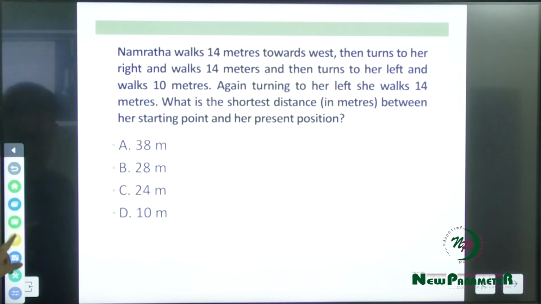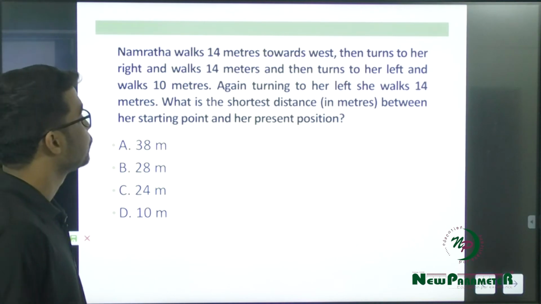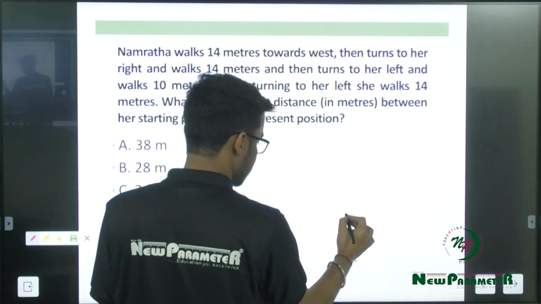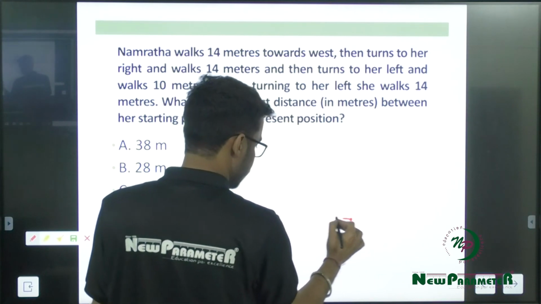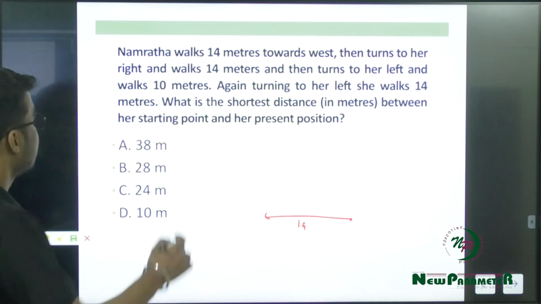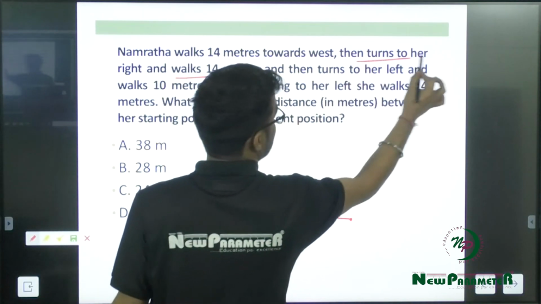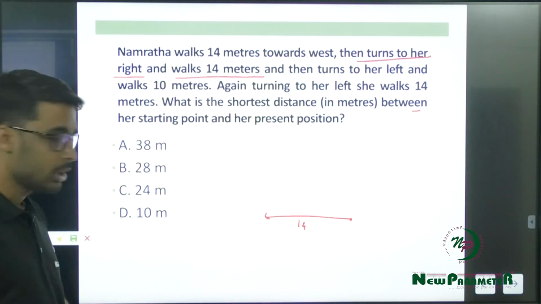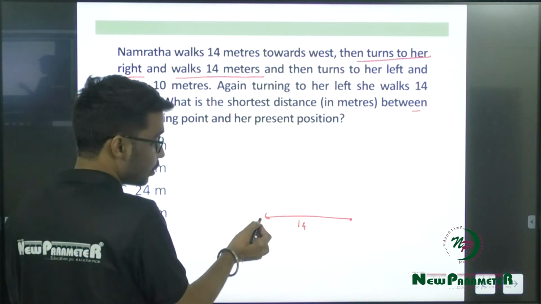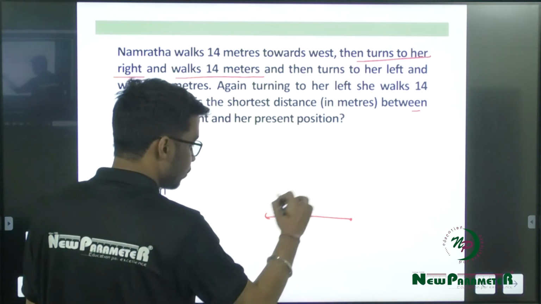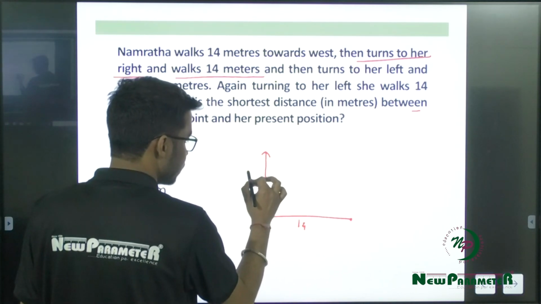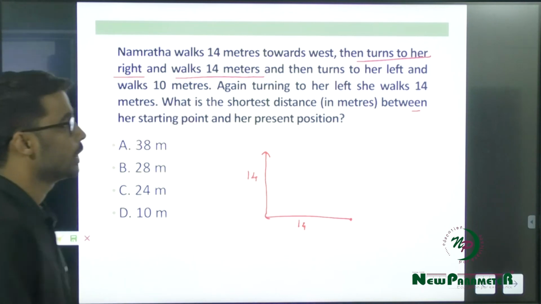Now in this question, it is given that Namrata walks 14 meters towards west from a particular point. Let's take this point, Namrata walked 14 meters towards west. Then she turns to her right and walks 14 meters. From this point, she takes a right turn and walks 14 meters. So right would be the clockwise direction, coming somewhere like this. So she would be moving in the north direction and the distance would be 14 again.